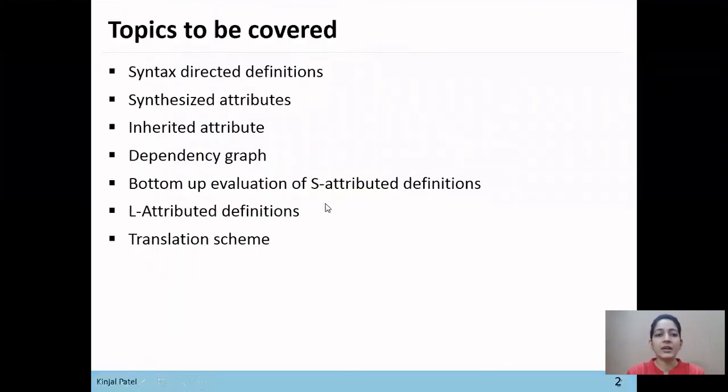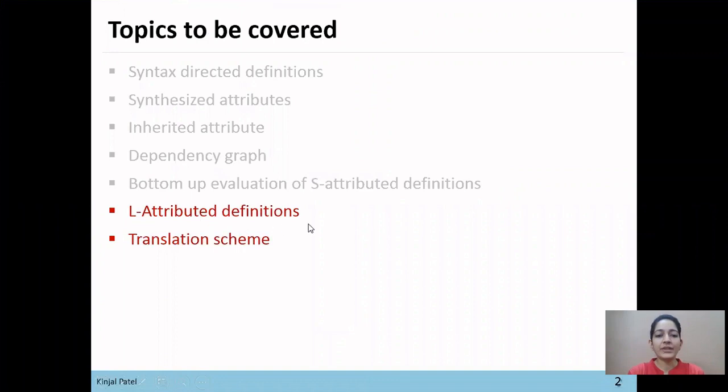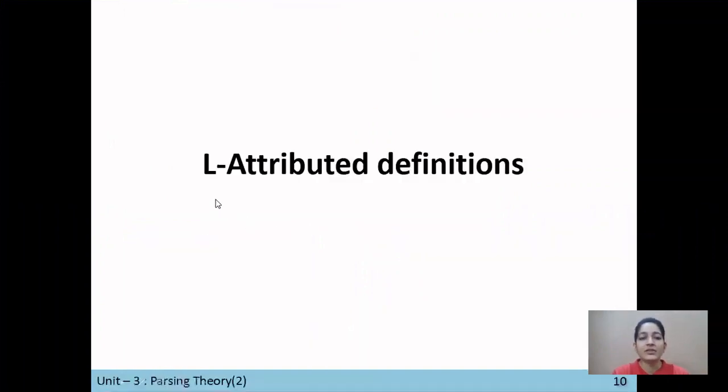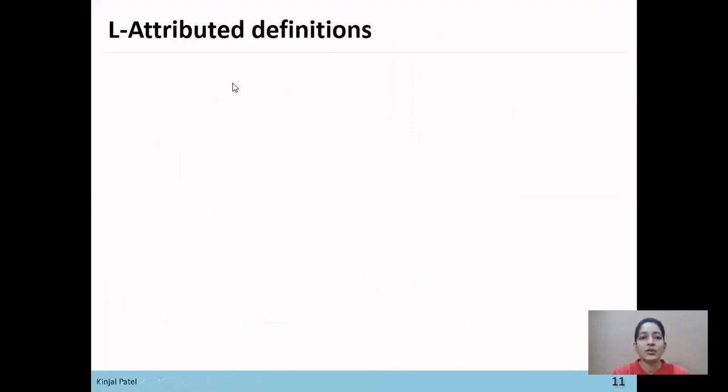In this lecture, we will learn L-attributed definitions and translation scheme. Next topic is L-attributed definitions. So there are two types of definitions, S-attributed definitions and L-attributed definitions. S-attributed definitions means the definition in which synthesized attributes are used.